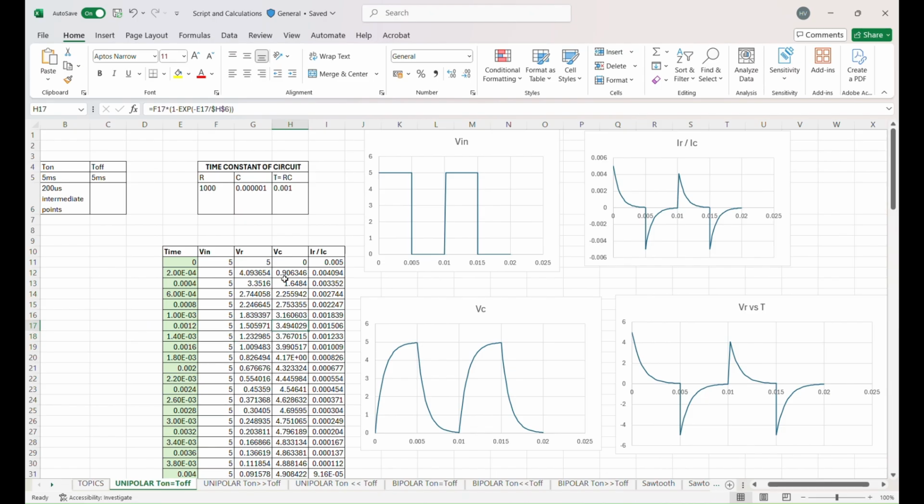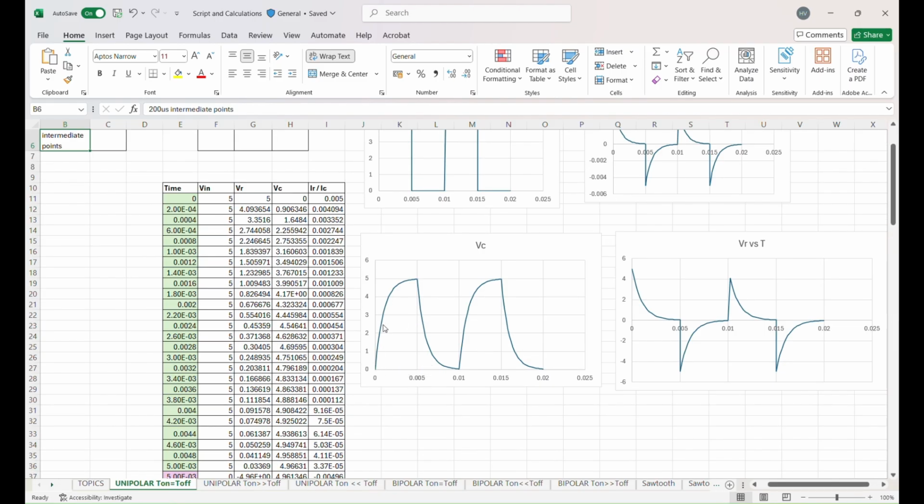We saw that in the presentation, we considered 5 intermediate points between 0 to 5 milliseconds. Here in the Excel sheet, the voltage across the capacitor is calculated for every 200 microseconds so that we can capture the accurate behavior of VC. On plotting this, we can see the nature of the voltage across the capacitor versus time.